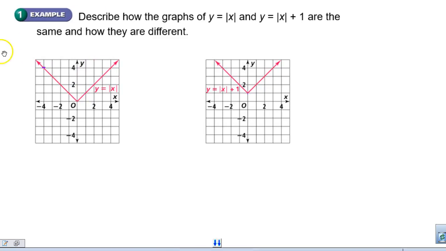So now go to example 1. Example 1 says, describe how the graphs of y equals the absolute value of x and y equals the absolute value of x plus 1 are the same and how they are different. So this graph over here on the left is y is equal to the absolute value of x. That's the parent function that we just graphed. So who can raise their hand and tell me something that's either the same or different about these two graphs?